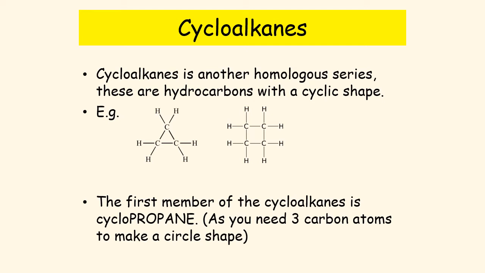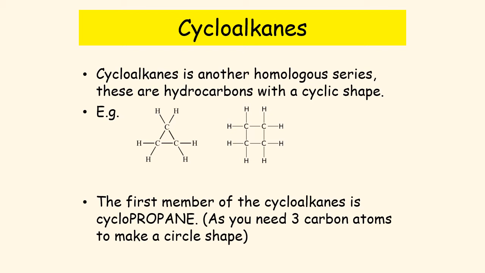So cycloalkanes is another example of a homologous series. And these are hydrocarbons that actually form a sort of circle of sorts. Now the smallest number of carbons needed to form a cycloalkane is 3, which means that the first member of the cycloalkanes is cyclopropane. Then we have cyclobutane, cyclopentane, etc. So the only thing when it comes to naming these is you look at the number of carbons in the ring and you use the appropriate prefix.